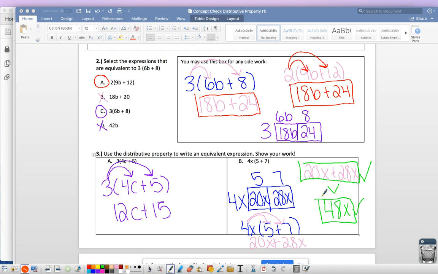All right, so there's a nice review of what we did for this concept check and distributive property. And I really hope that you guys feel more comfortable with distributive property, and you will be able to do the assignment that looks extremely similar to this concept check that we did, okay?